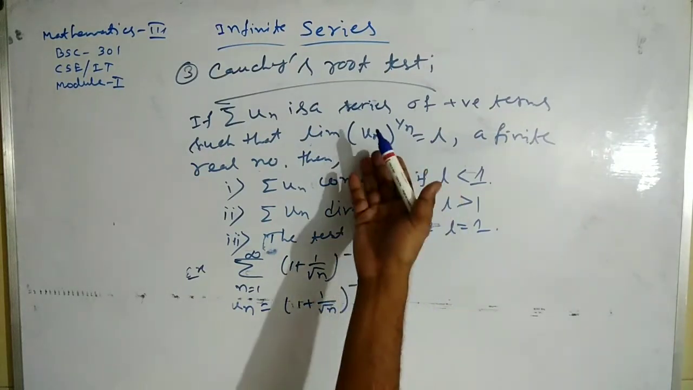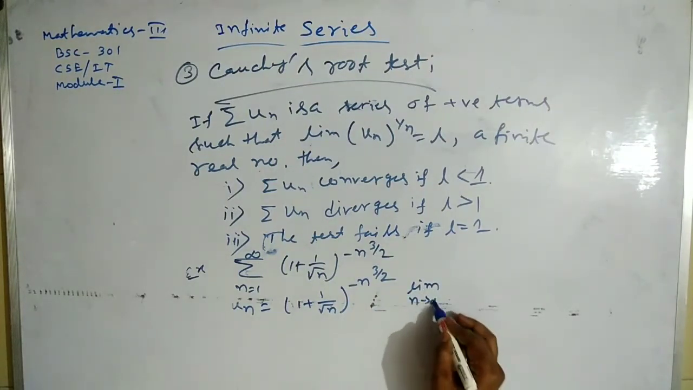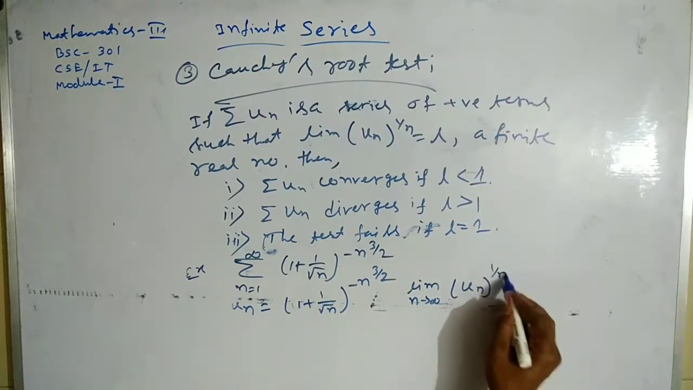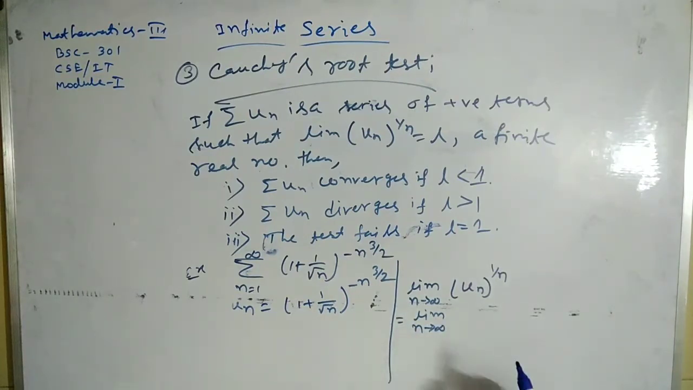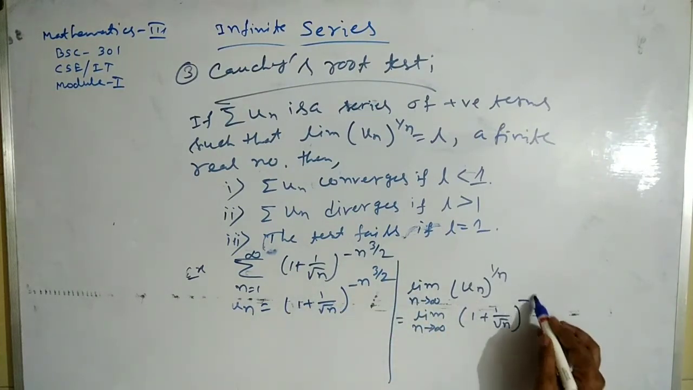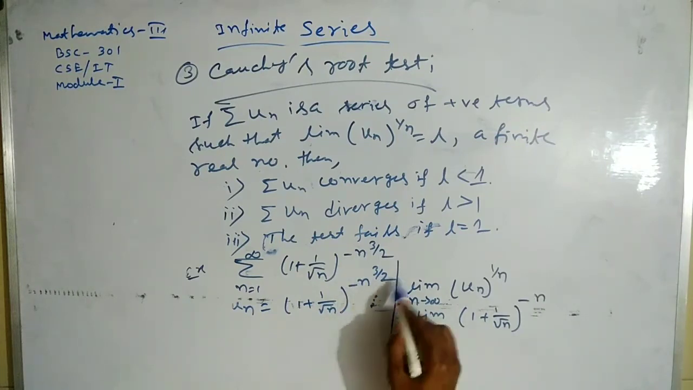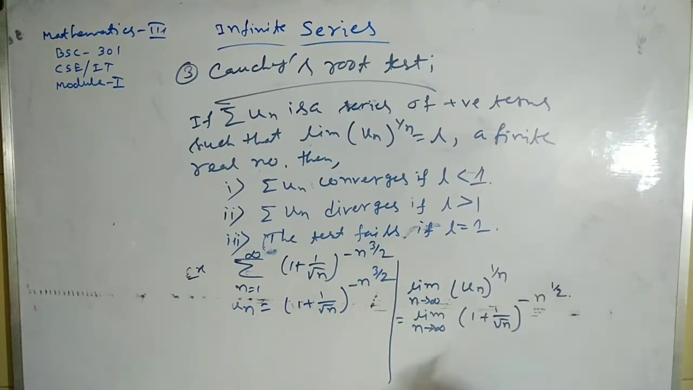Now we will find this limit, that is limit n tends to infinity of un whole to the power 1 by n. So this is equal to limit n tends to infinity of (1 plus 1 by root n) whole to the power minus n to the power 3 by 2, and that whole to the power 1 by n. So this will be minus n to the power 3 by 2 into 1 by n, and 3 by 2 minus 1, that is half. So after taking un to the power 1 by n, this comes.